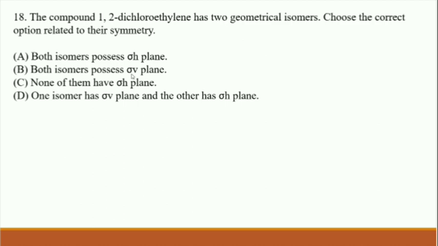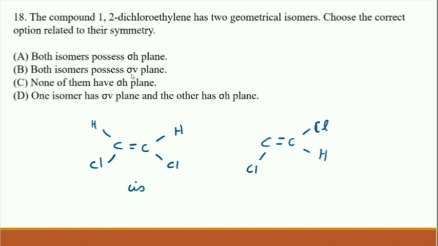So, 1,2-dichloroethylene. Two isomers are possible, cis and trans. This is a cis isomer, and a trans isomer is also possible. So Cl, then here H, then Cl, H. So this is trans.